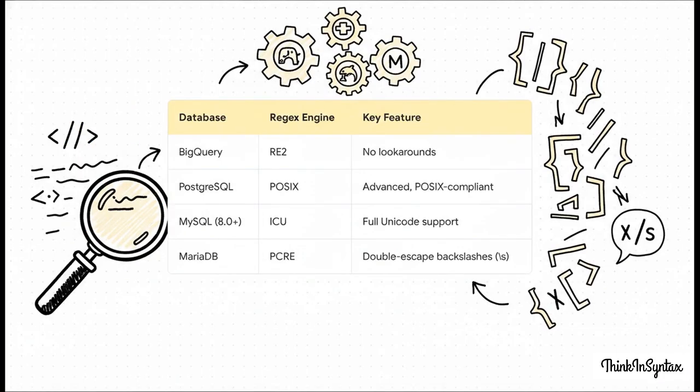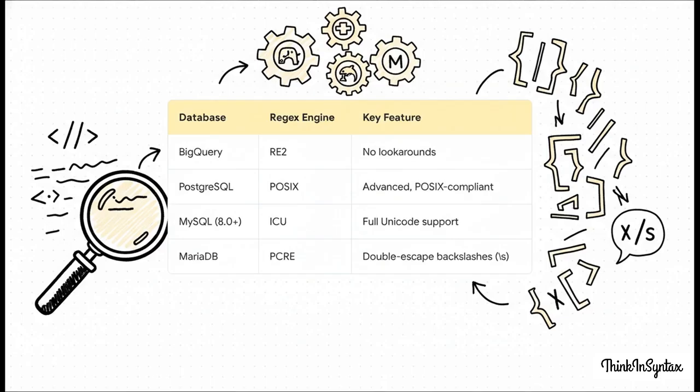So why all the differences? Well, it's because each database uses a different underlying engine to process these regular expressions. BigQuery uses Google's RE2, modern MySQL uses ICU, and so on. And what this means for you is that they all have slightly different rules.